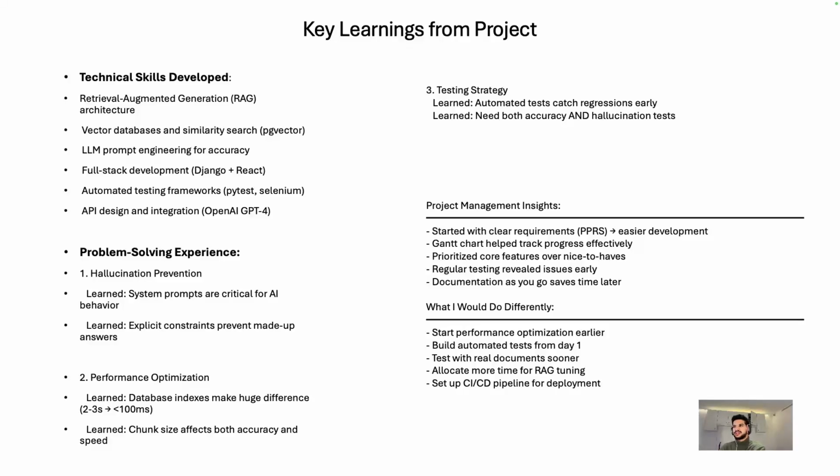But what I would do differently: I would start performance optimization earlier, so optimize the system more throughout the way. Build automated tests from day one, so test everything one by one, piece by piece, small components, not the whole system at once. Test with real documents sooner. I uploaded real business documents at some point, but not at the first stage. I was using fake documents or generic documents. And I would overall spend more time tuning the model to get better accuracy.